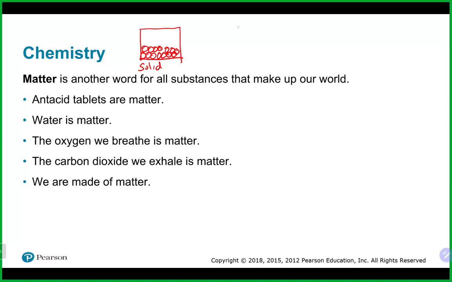We also have the liquid state of matter. In the liquid state, we still have everybody relatively close to one another. But one of the major differences between solid and liquid is that in the liquid state, they have a lot more energy. Because they have more energy, they're moving around a lot more and they're able to pass each other. This is why a liquid pours, right? Like water, it pours and it can flow.